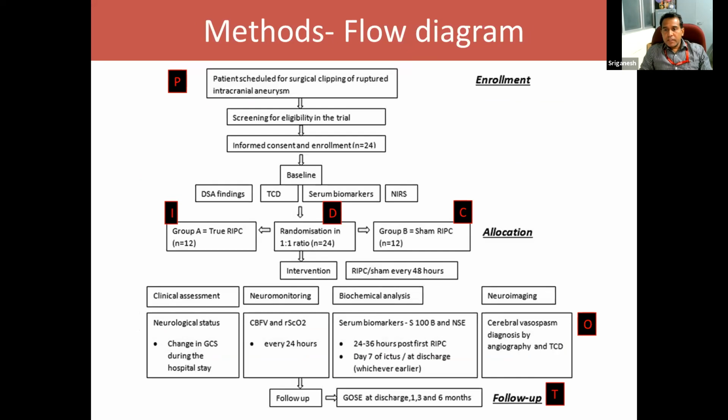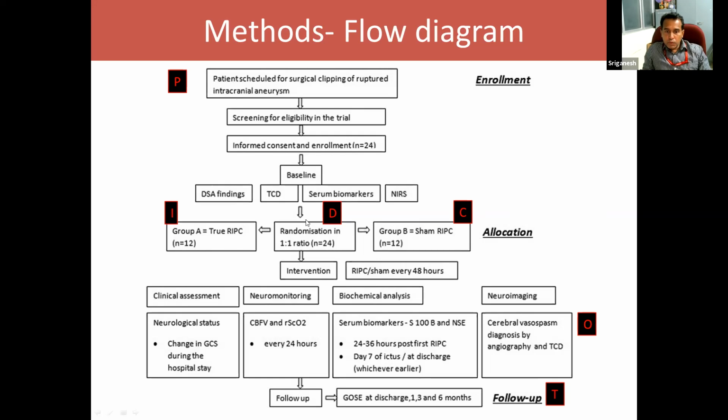So if you present it in a graphical format or a flow diagram, it gives a good idea for the reader how you are approaching your research. So here, if you can see, the patient scheduled for surgical clipping of ruptured intracranial aneurysm, that is the population. I'm not studying endovascular intervention. I'm not studying subarachnoid hemorrhage patients who are not operated. So my population is very well defined.